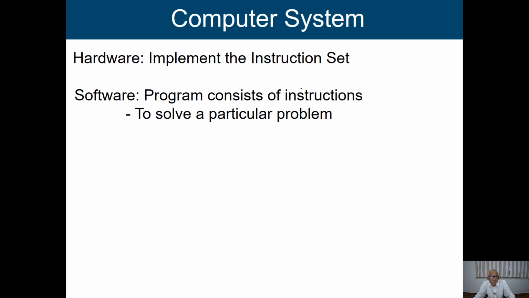Now in a nutshell, you just see how we are going to visualize our computer system. So this is the hardware part. In the hardware part, what we are going to do is implement the instruction set. Basically, we are saying that we have an instruction set, and our machine is going to execute each instruction of the instruction set. That means we have to implement these things in hardware, and we get our machine.